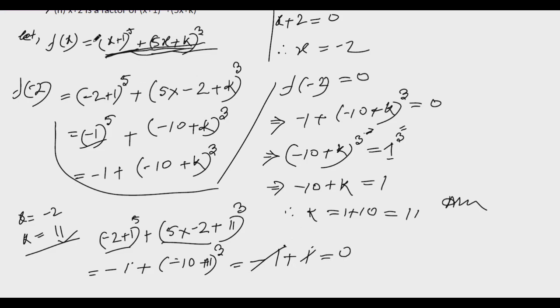So according to the remainder theorem, if we put the value of x and the constant value of k, this expression must be 0.